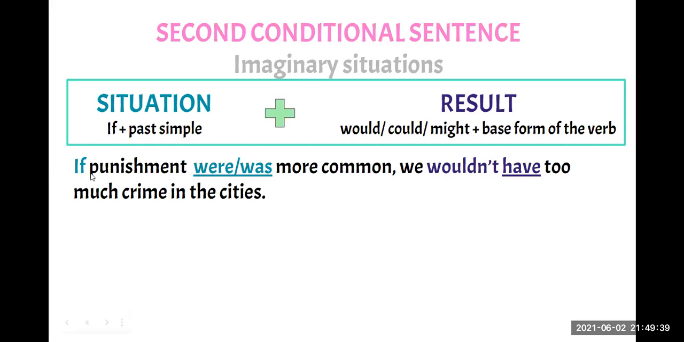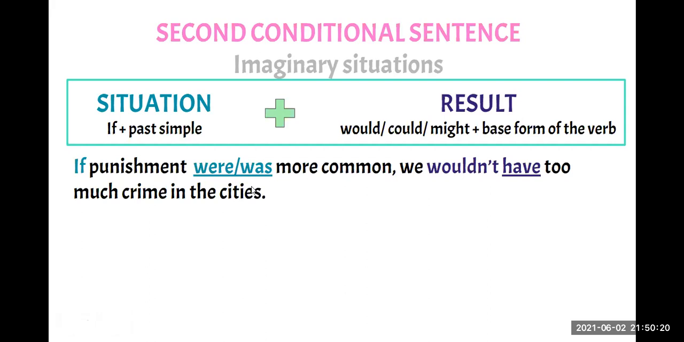So as you can see, I am following the structure. If, here I have my subject, and then I have the verb in the simple past. And in the second part, I have the result. I used would in the negative form and the base form of the verb have. Okay, remember that if we have the if clause at the beginning, we need to use a comma. Okay, but if we have the if clause at the end, we don't use a comma.